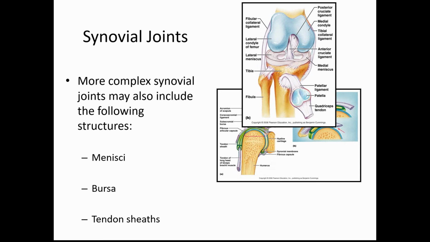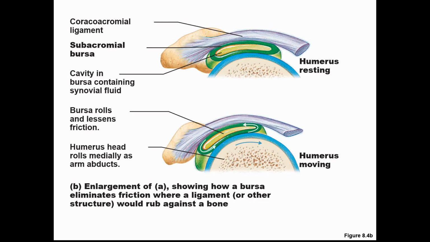We also have little bags of synovial membrane. These little sacs of synovial membrane can be found in areas like between the tendons and the bones of some of our joints. This little sac is called a bursa. It's basically just synovial membrane, and it's going to produce synovial fluid. So it's almost like a little water bag.